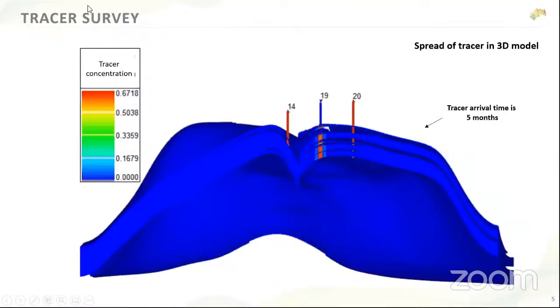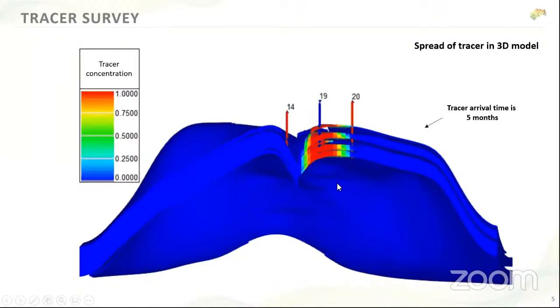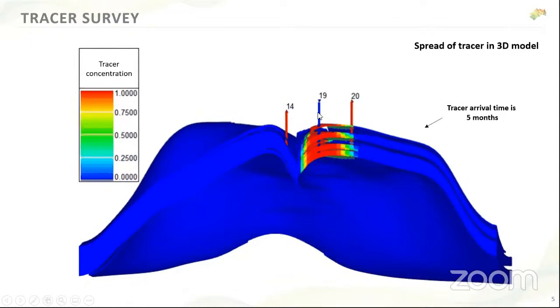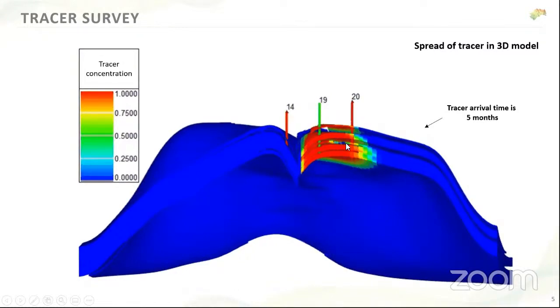Then we modeled the tracer propagation through the reservoir. We may see that the tracer goes from injector well number 19 to well number 20, and it will not go to well number 14 due to the sealing fault here. But the time of tracer travel through the reservoir was about 5 months.